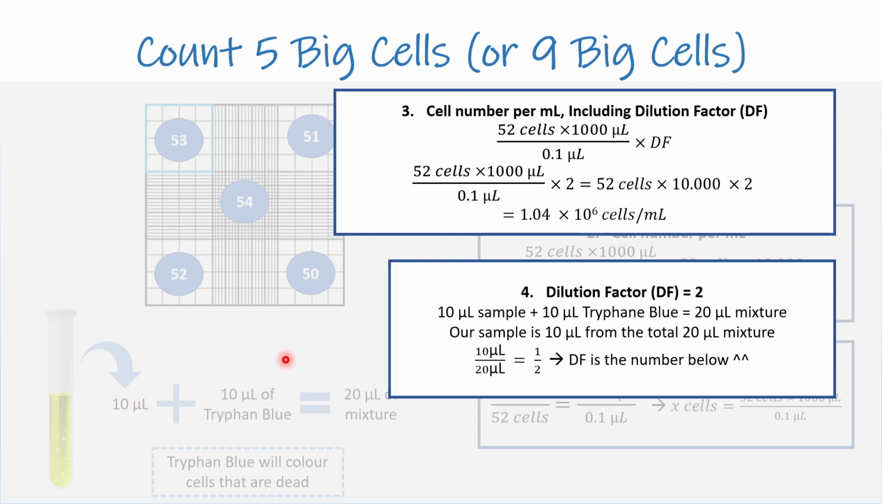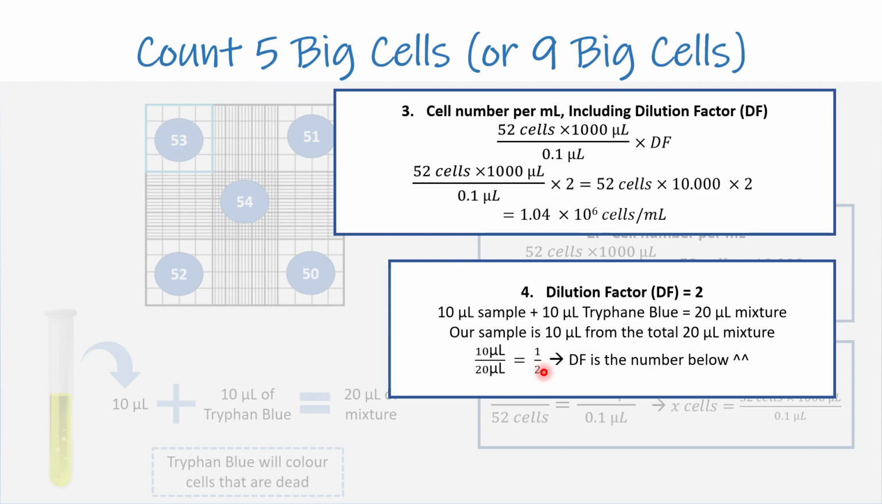That's because, in a way, we diluted our sample, right? We added 10 microliters of trypan blue to our 10 microliter sample. So that's diluting it, and that's diluting it by half. Why? Because the total volume of our end mixture is 20 microliters. So our sample, 10 microliters, from the total mixture is basically half of it. And because of that, the dilution factor is the number below. So the dilution factor is 2.